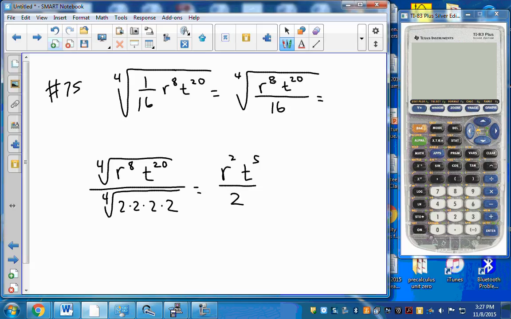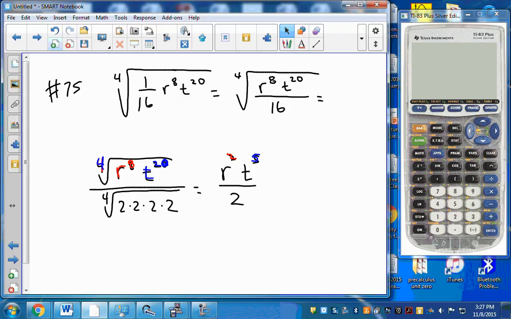Okay, so again, I didn't write out 8 of these r's, but I was looking for groups of 4. 4 goes into 8 2 times. And I didn't write out 20 t's. That would have been a real mess. But 4 goes into 20 5 times, and that gave me my 5 groups of t. Okay, there's the answer to that.